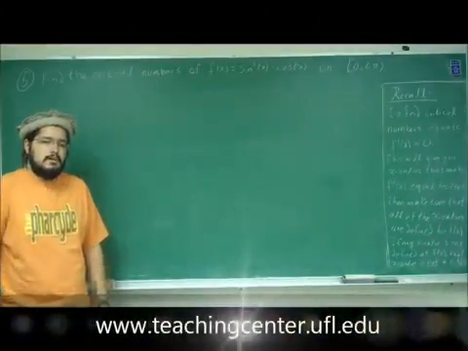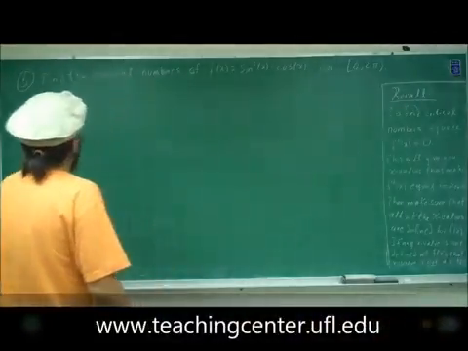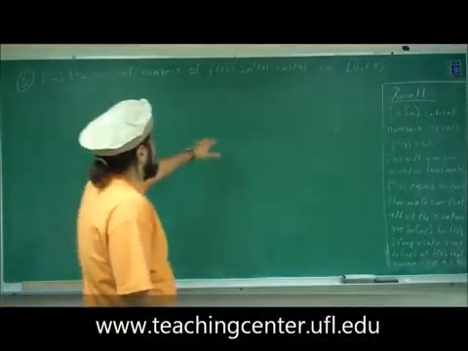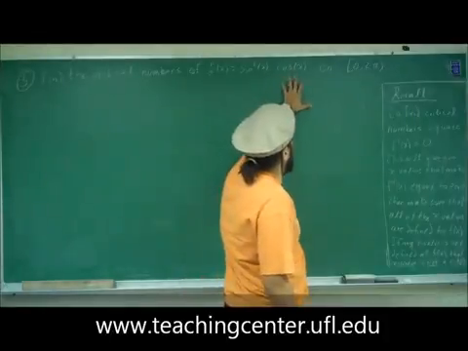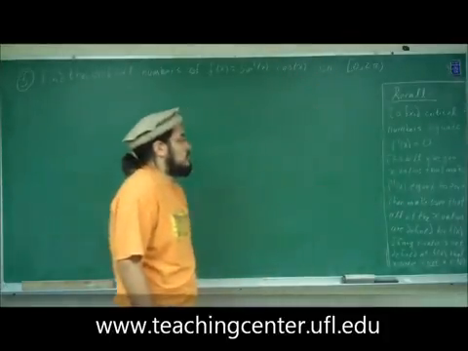Alright, so this is problem 5. Problem 5 reads, find the critical numbers of this function, sine squared x minus cosine of x, on this domain from 0 to 2 pi.